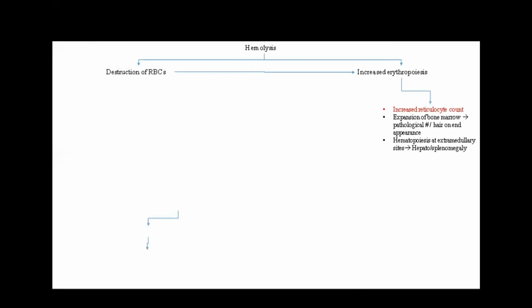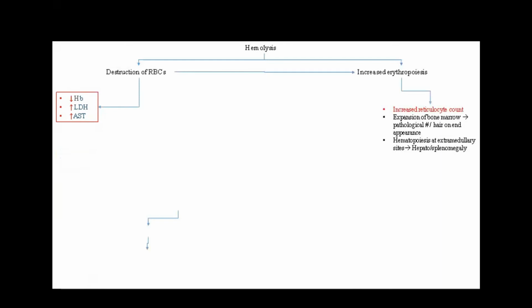So there will be expansion of bone marrow, leading to pathological fracture, as we have studied in thalassemia, and the hair-on-end appearance. Okay, hair-on-end appearance. And hematopoiesis at extramedullary sites, as we just studied, leads to hepatosplenomegaly. If there is destruction of RBC, first the hemoglobin will decrease, and the enzymes inside the RBC will be released in the blood. So LDH will increase and SGOT will increase.